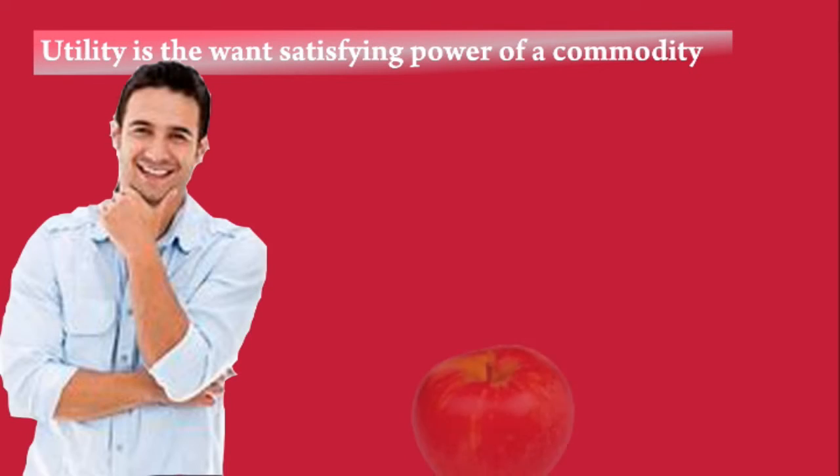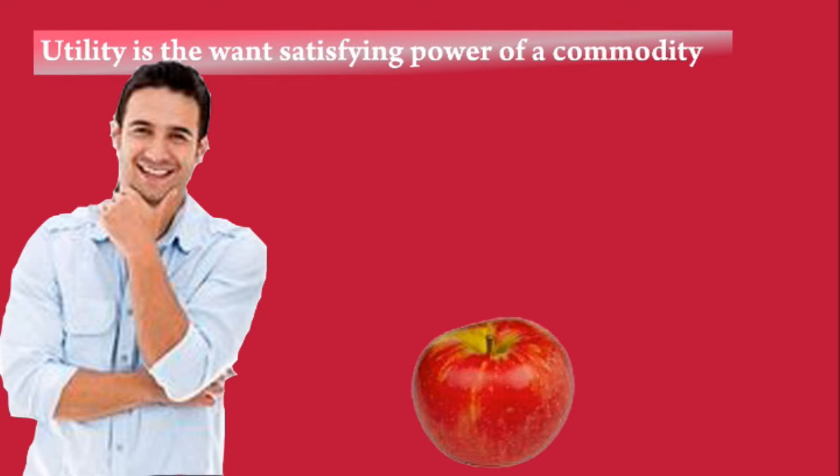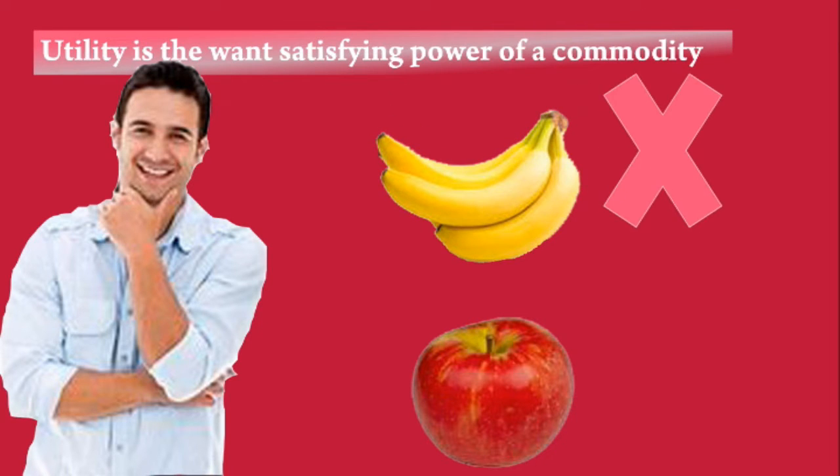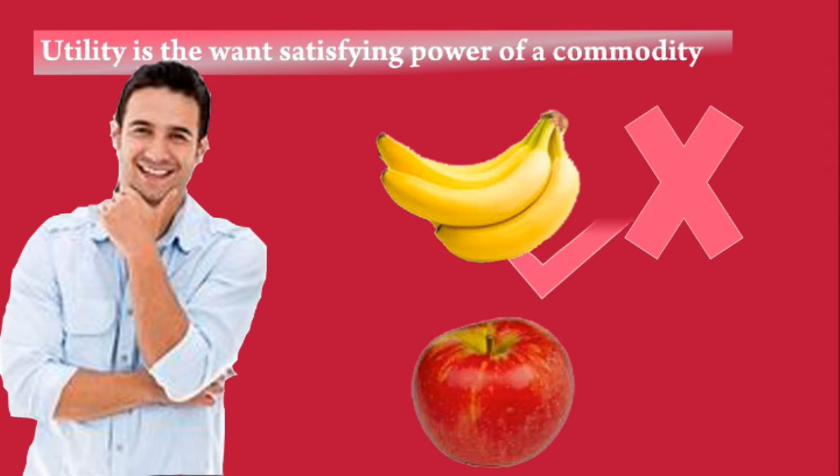Utility is the want satisfying power of a commodity. An example will help us to understand it better. Suppose a consumer wants to consume apple. To satisfy this want, he will not consume any other commodity. He has to consume only apple. Apple alone has the power of satisfying his want.